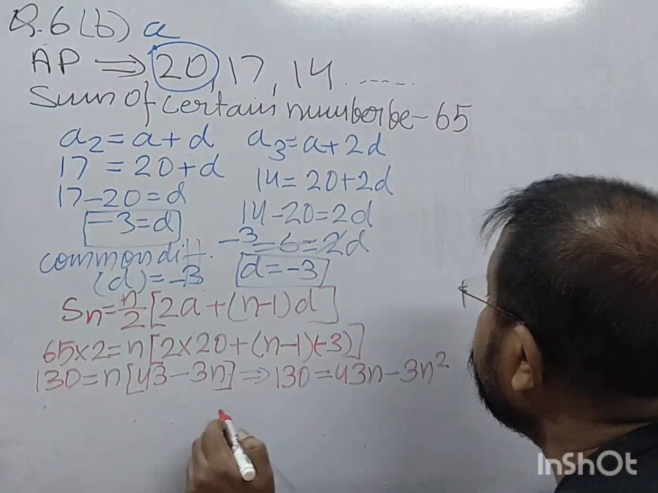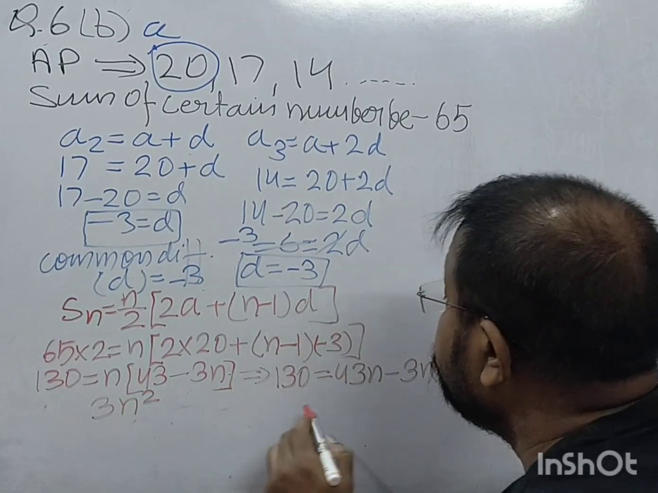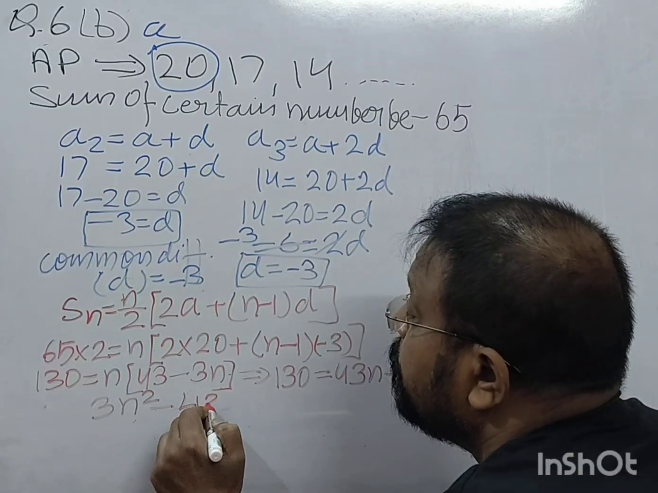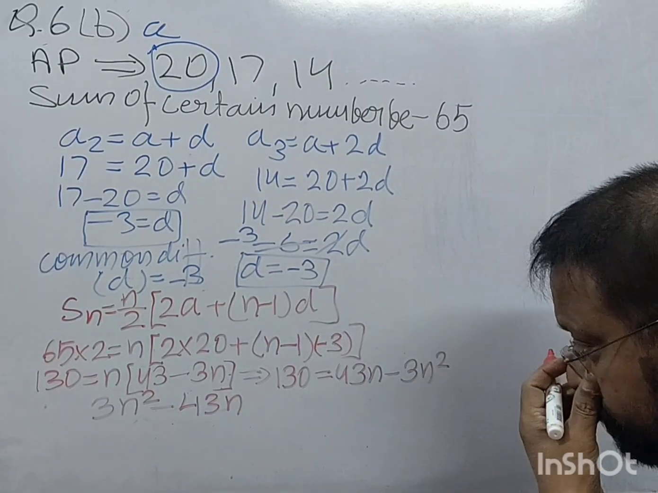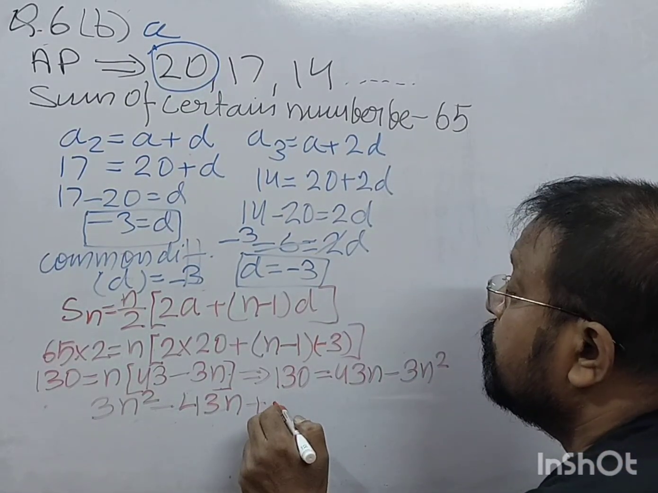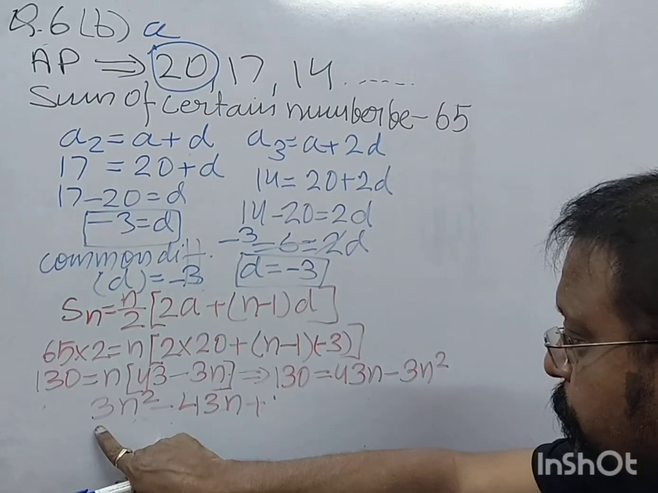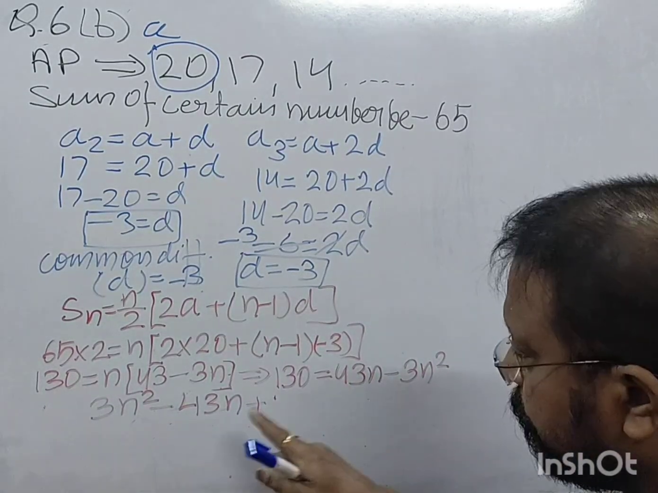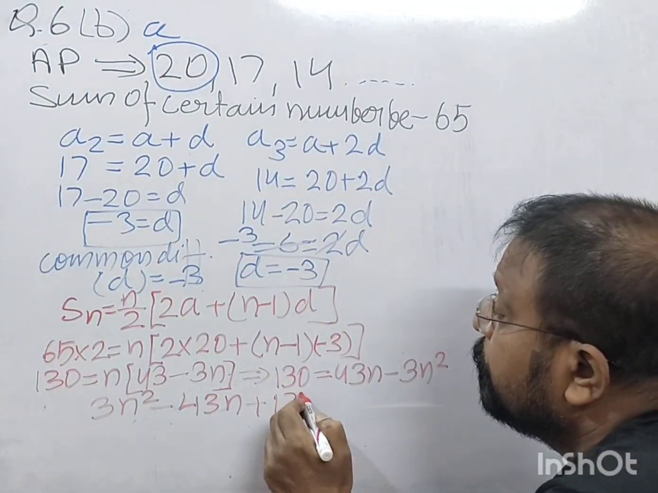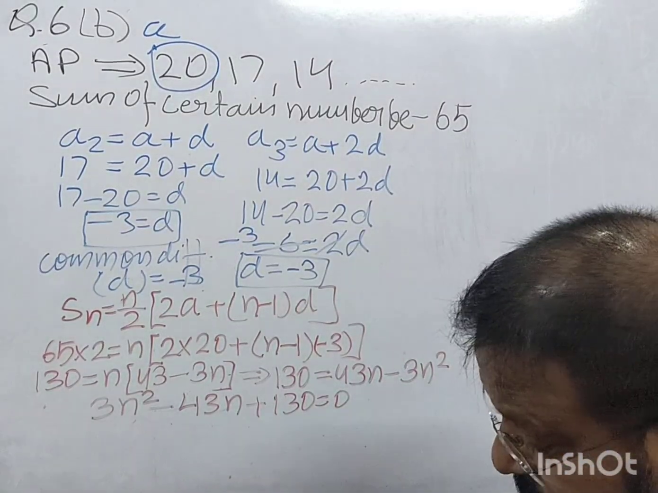So how much are you having? 3n square minus 43n plus 130 is equal to 0. 3n square goes in positive, this 43n goes in negative, and this is plus 130 is equal to 0. You get this?